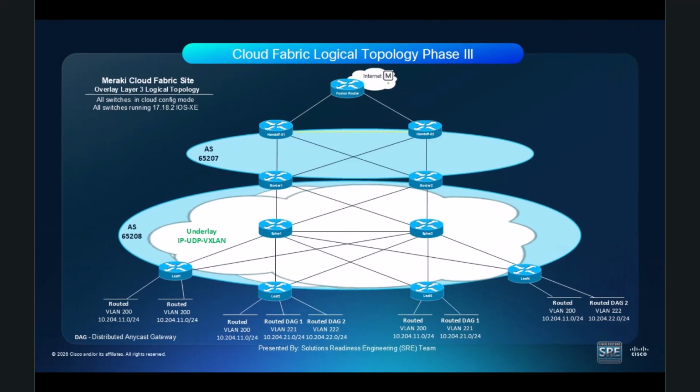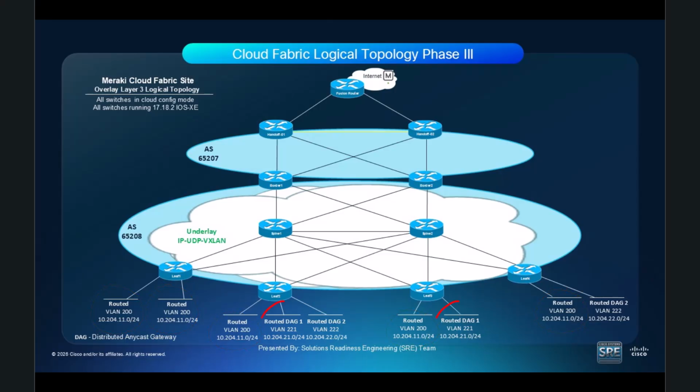This last slide I will show you is Phase 3 logical topology, which shows a representation of our overlay with the BGP ASs, and the cloud represents our OSPF Layer 3 underlay. On the bottom, you don't see our floor switches because this is a logical representation. But one thing to note, there are routed VLAN 200 networks that is on all the leaves.